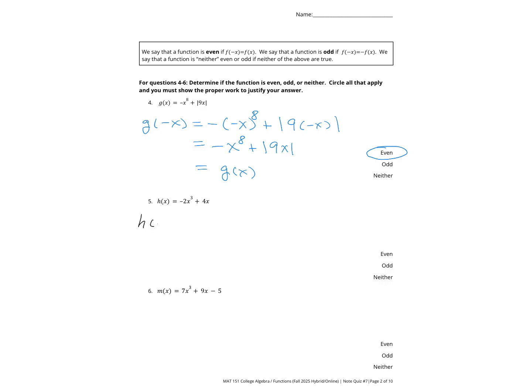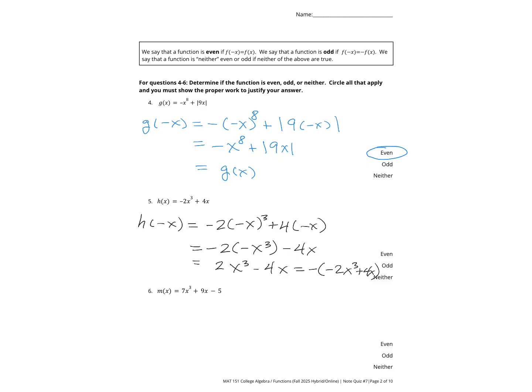All right, now let's take a look at the next problem. We're going to take a look at h of negative x and see what we get. That's negative 2 times negative x to the third power plus 4 times negative x. Raising a negative x to the third power gives us a negative x cubed. So that's negative 2 times negative x cubed minus 4x, which is 2x cubed minus 4x. You will notice that is the exact opposite of the original function. So because of that, we're going to end up with an odd function.